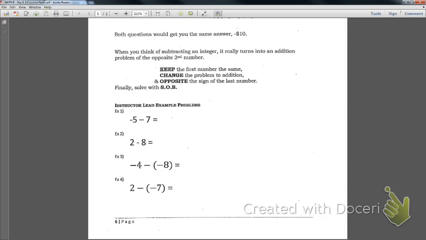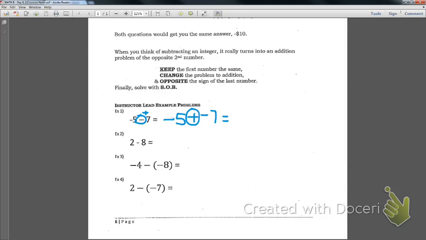Look at example 1. This is read negative 5 minus positive 7. Notice we don't have a sign on the 7. If you don't see the sign, then we know that it's a positive. That symbol in the middle is the operation. It's not negative 5, negative 7. So what we're going to do is keep our first number, the negative 5. We're going to keep its sign and everything. We're going to change our operation to plus, and then change the sign of our last number. So we're going to write negative 7. Now we have an addition problem.